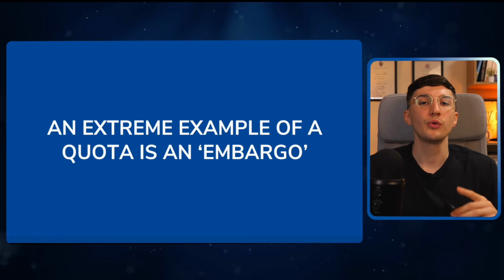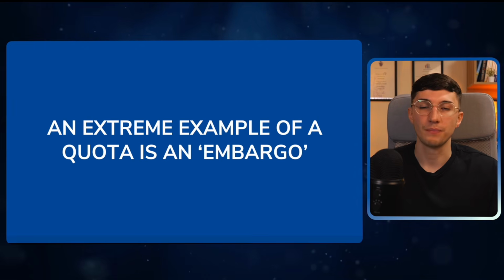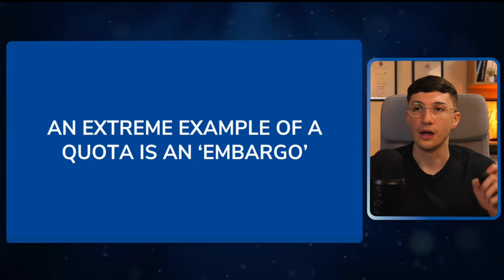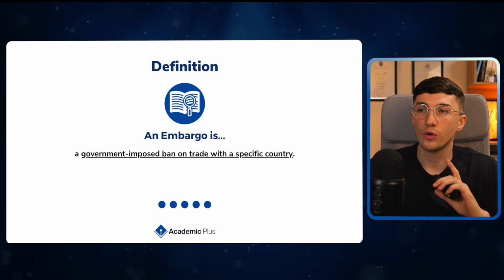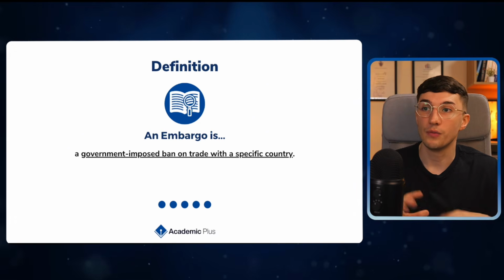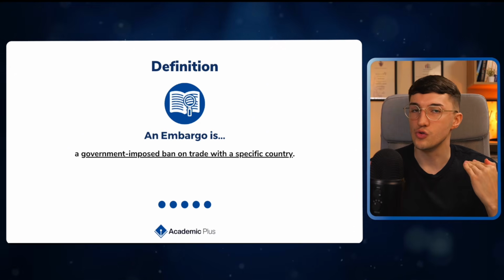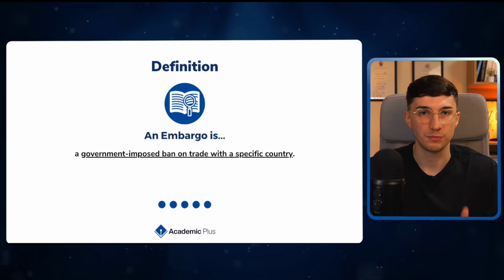Now, we also have an extreme form of a quota, because a quota is just a specific limit. An extreme form of this is what we would call an embargo. And this is a government imposed ban, i.e. we do not trade at all with that specific country.